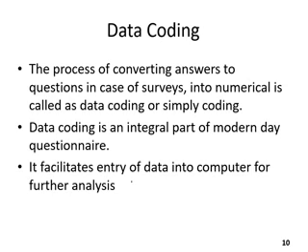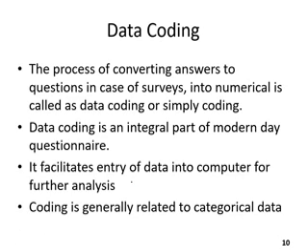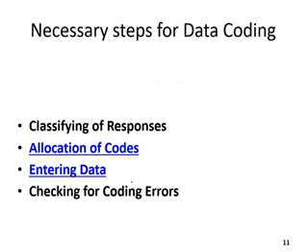If I have different options, each option will be coded. This code will help me to enter the data in a much better way. Coding is generally related to categorical data. Now let us look at the necessary steps of data coding. First, let us look at classification of responses.